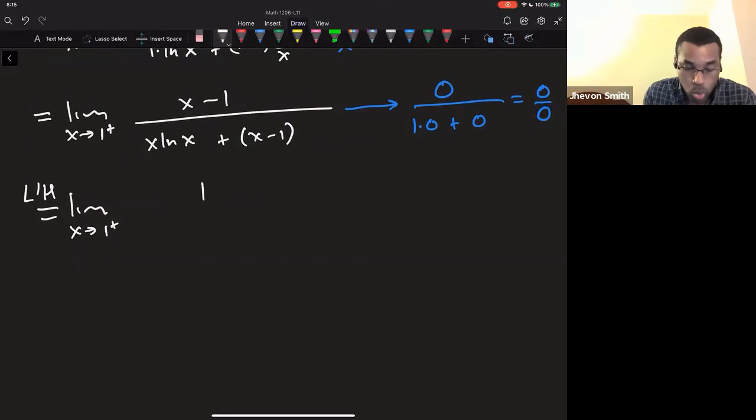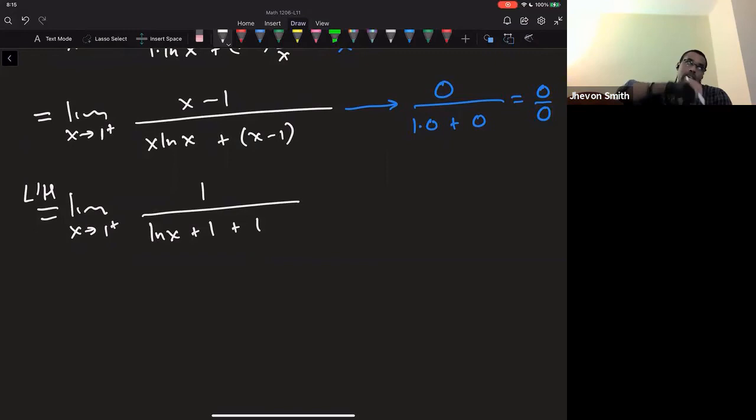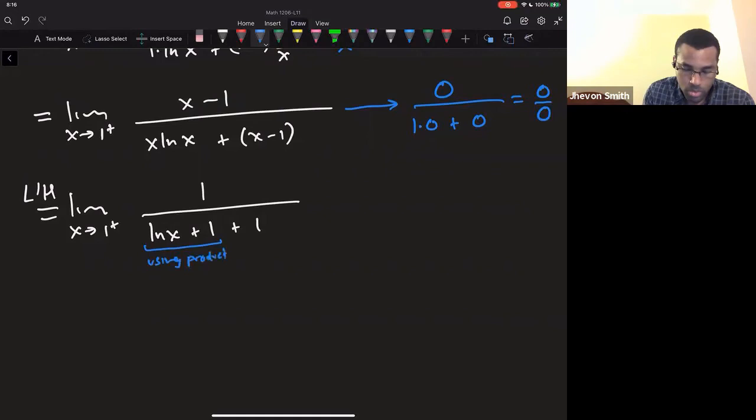Derivative of the top is 1 in this case. Derivative of the bottom is ln x plus 1 plus 1. Because differentiate the x, leave the ln x, that's 1 times ln x, which is just ln x. Leave the x, differentiate the ln x, that's x times 1 over x, which is the 1. So that's the product rule here. And then derivative of x is 1, derivative of the minus 1 is 0, so you just get 1.